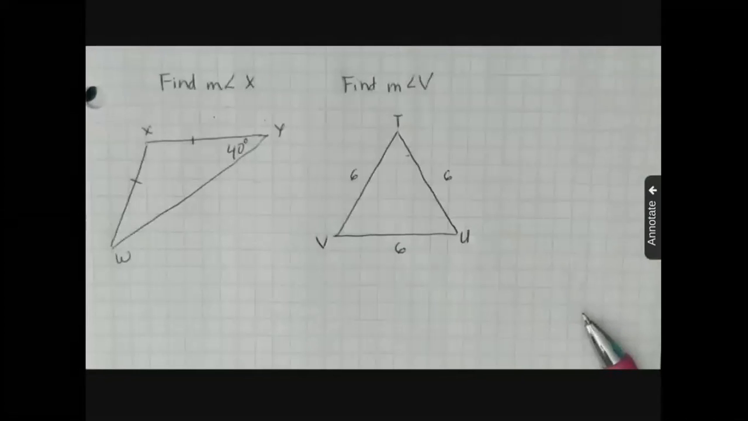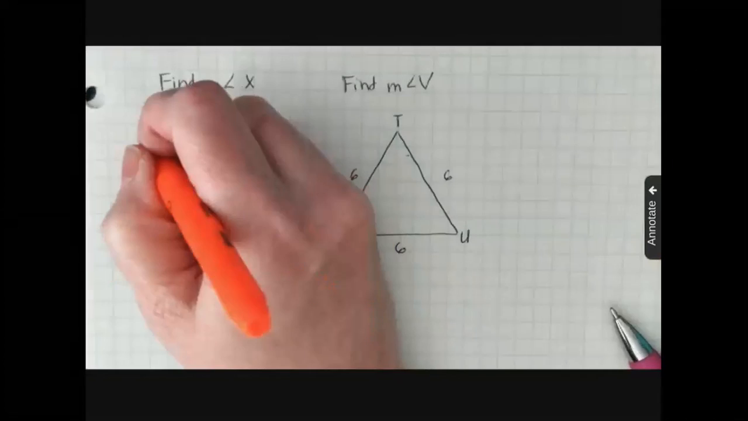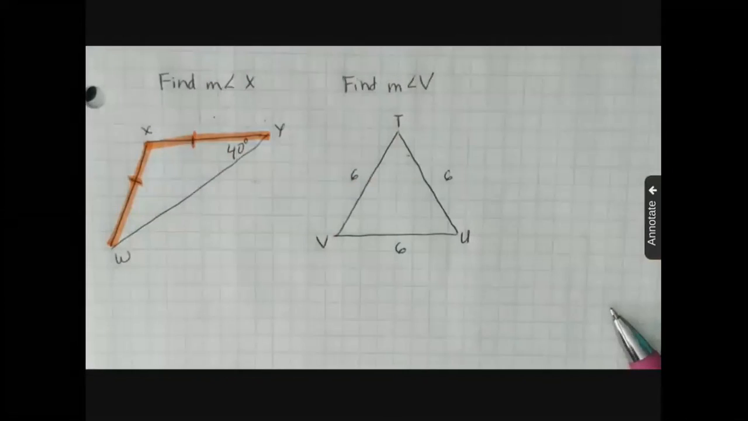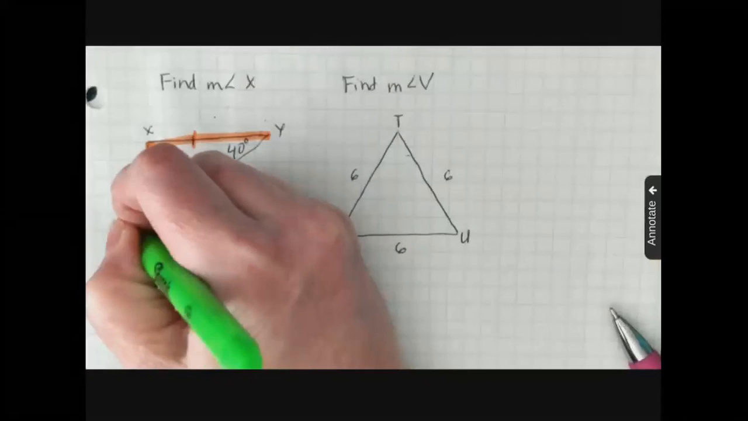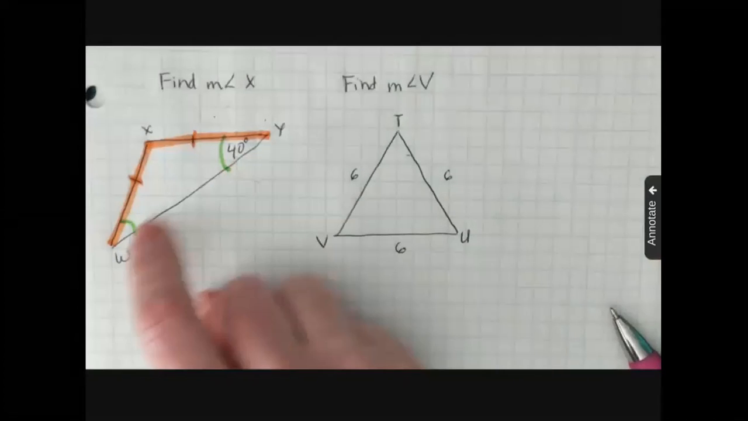Some of the important things you need to realize is you have two tick marks here. That is telling you that this is an isosceles triangle. So this side is the same as this side. When that happens, the two base angles are the same. So if this is 40 degrees, so is this one.